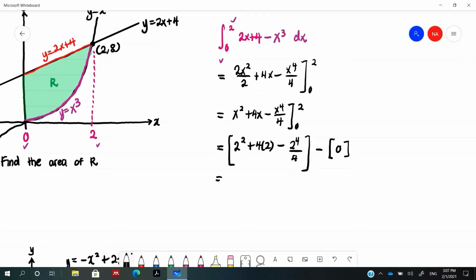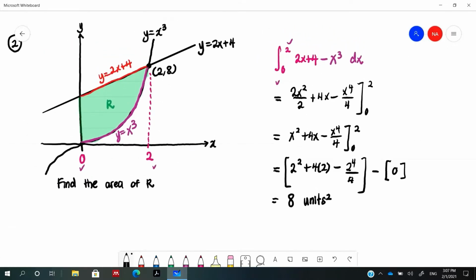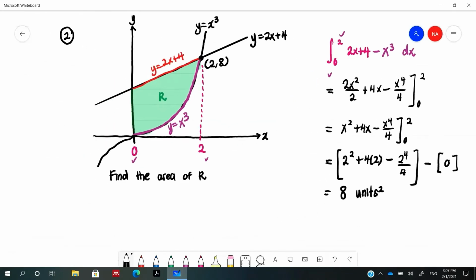So 2 to the power of 2, all right, 2 to the power of 2 plus 8 minus 2 to the power of 4 over 4. So the answer is actually 8. So the area is actually 8 units square, right? So the area for R here is actually 8 units square. Okay, so that's as simple as that.